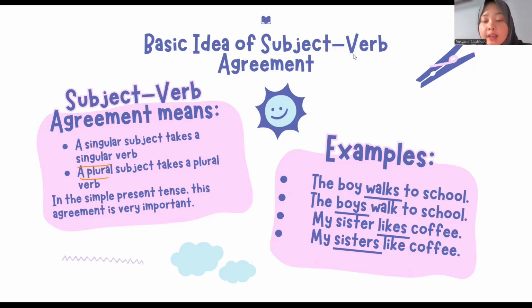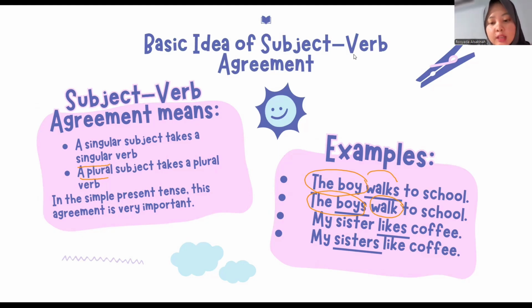Okay, we move to the examples. Look at the examples. The boy walks to school. The subject is the boy. The boy means one boy, so we add an s at the end of the verb. Okay, in the next example, the boys walk to school. The boys means a plural subject, so we use a plural verb.